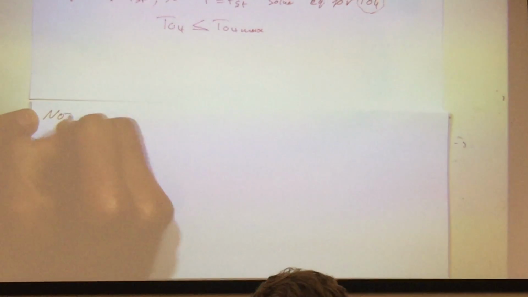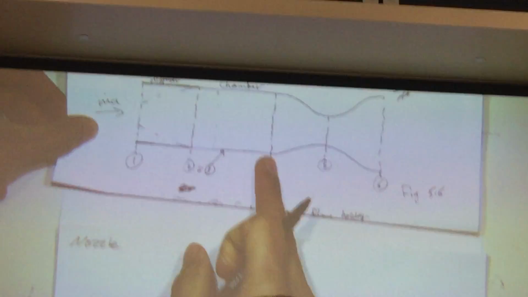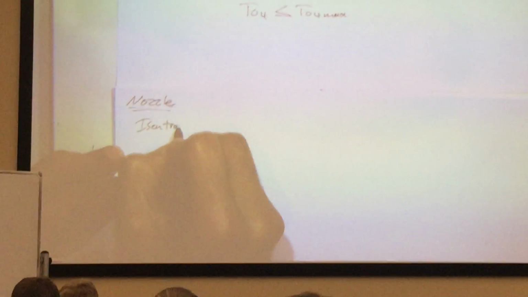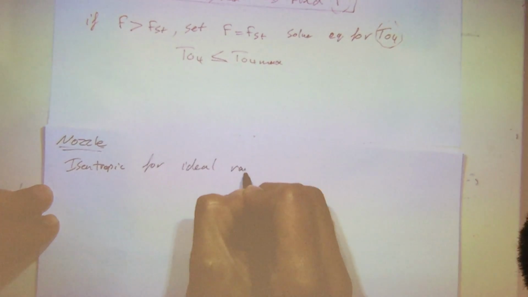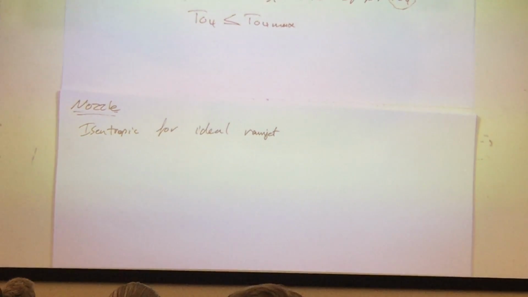Project, so nozzle, the last component of my engine. We just went through the diffuser, where we said 2 and 3 are equal, 2 to 4, 3 to 4, and now we're going 4, 5, 6. Okay, so we're going to assume isentropic, for an ideal ramjet, no losses, which is the same thing that you're doing with the experiment project.